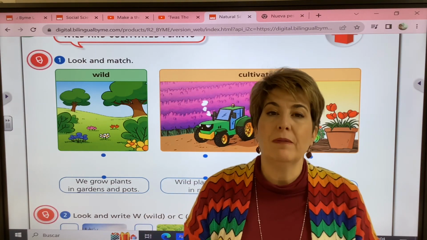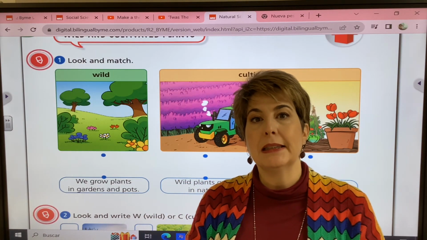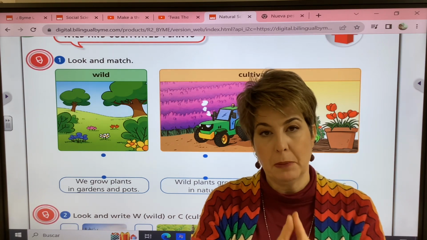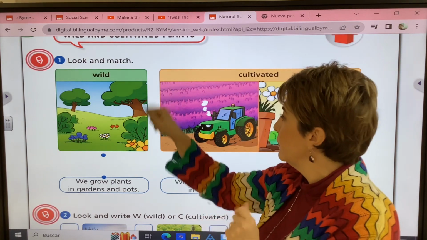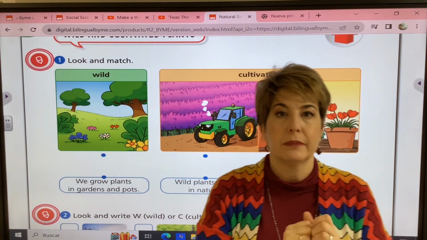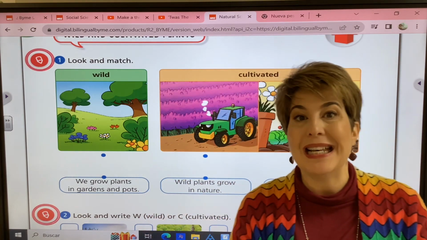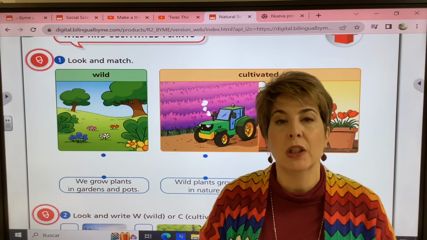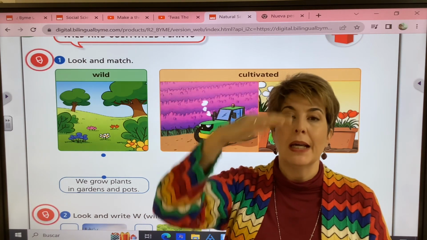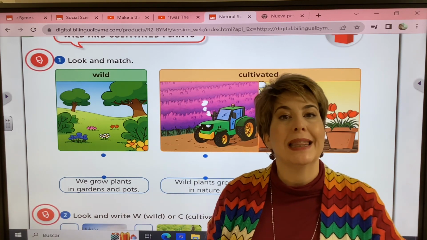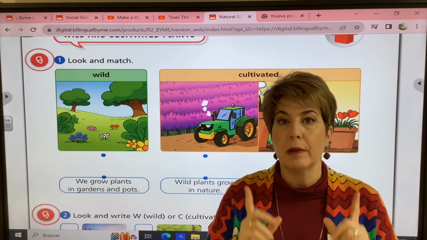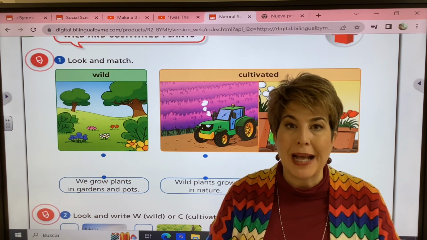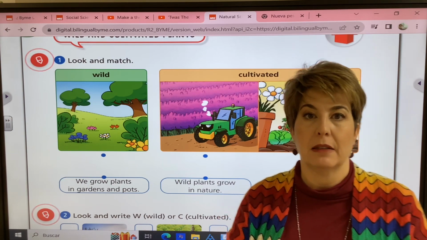The first thing we've been talking about is cultivated plants and wild plants. Remember that plants are living things, okay? Living things are born, they grow, they reproduce, and they die. It's super important that you remember that plants are living things.